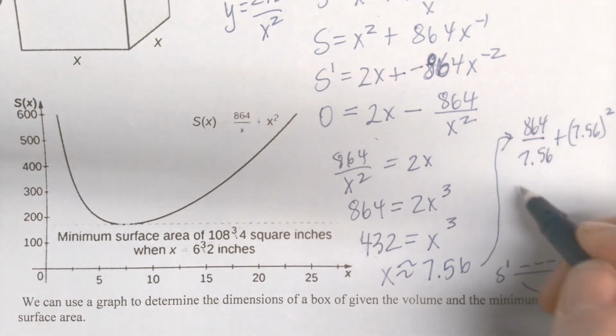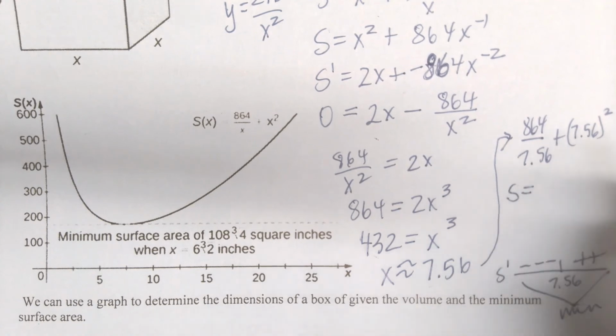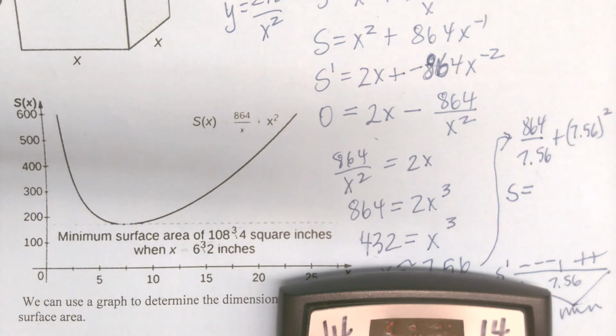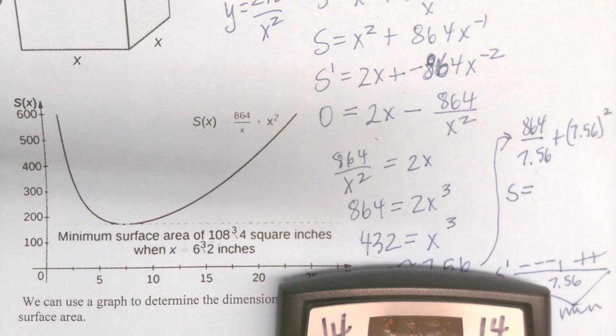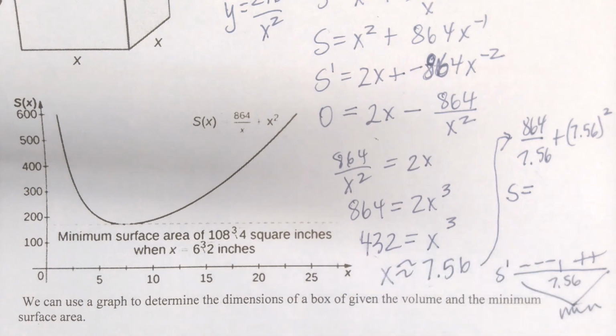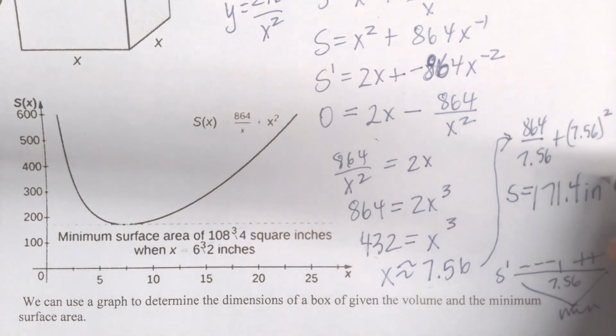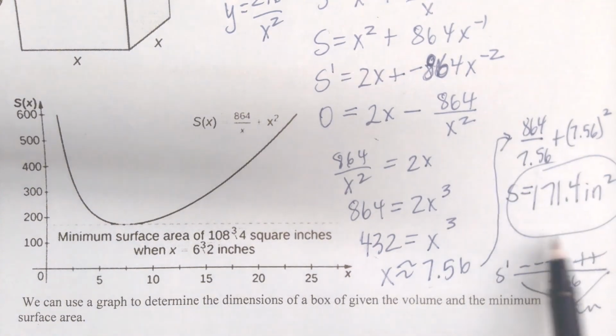But to go back to my surface area that I'm solving for, my surface area would be the value I get when I evaluate what I just did here. So 864 divided by 7.56-ish, I'm just approximating, plus 7.56 squared. And my calculator is thinking. It's taking a long time to think. So 171.4-ish, 171.4, and that would be inches squared, would be my final surface area that I was interested in.